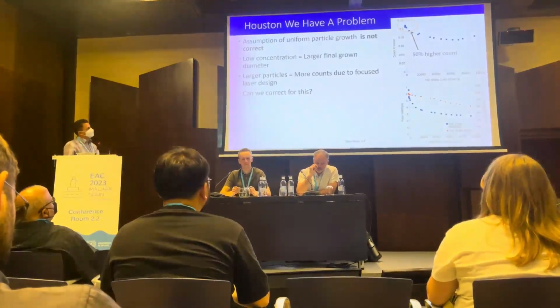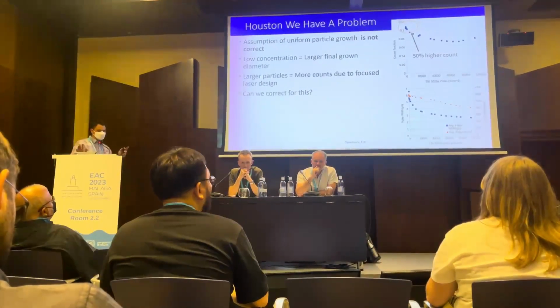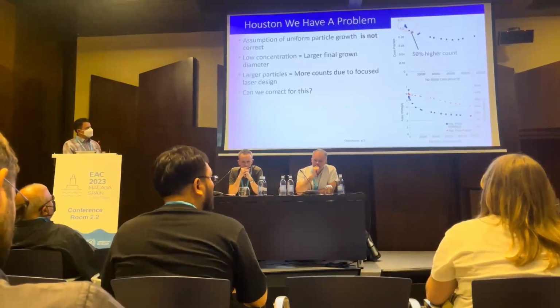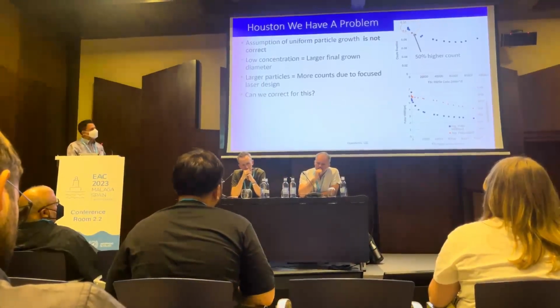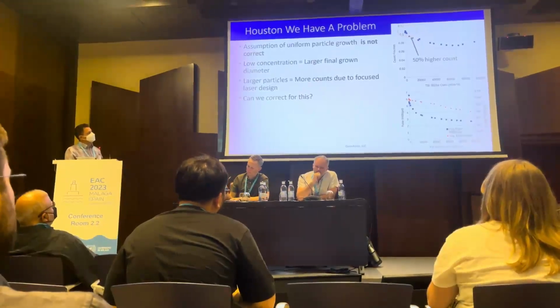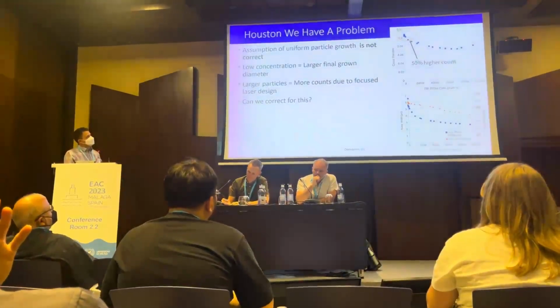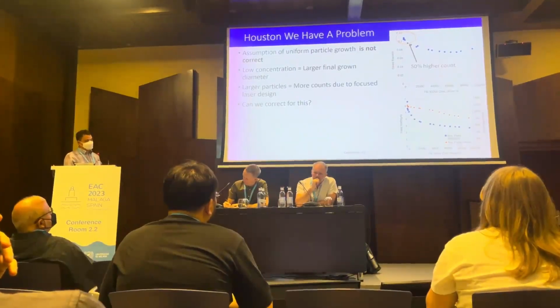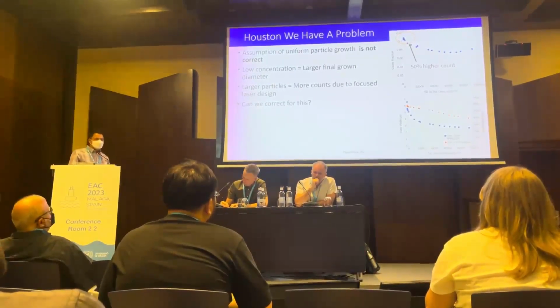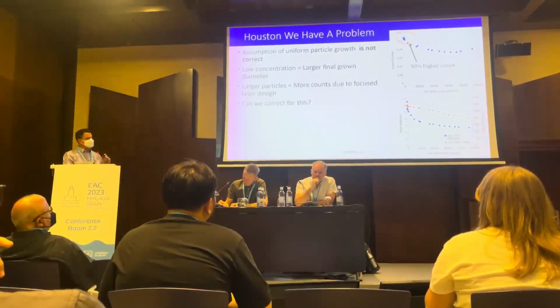One assumption, uniform particle growth, is not correct. I assumed that we generate 9 to 15 nanometer growth, which would be great. It turns out that that is not correct. What actually happens is that as we reduce the concentration of the particles, at low concentration we're actually counting a larger fraction of particles. And this is because the particles are growing bigger. And we see that in two places.